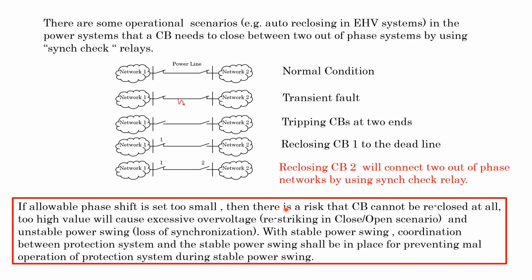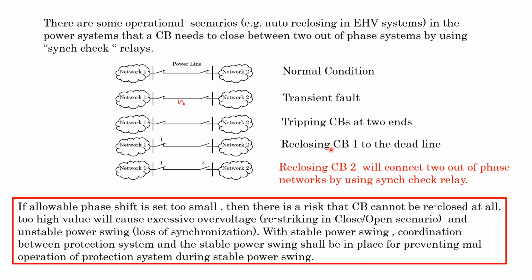This one is a bit interesting to analyze. Before that, why do we need to make or connect two systems with different phase, or rather, they are out of phase? There are some operation scenarios, for example, auto-reclosing in EHV systems. In the power system, a circuit breaker needs to close between two out-of-phase systems by using a sync check relay. So basically, in normal condition, we have a power line between two areas. Then we have a transient fault, lightning, on the line. Then the two breakers at the two sides of the line will open.